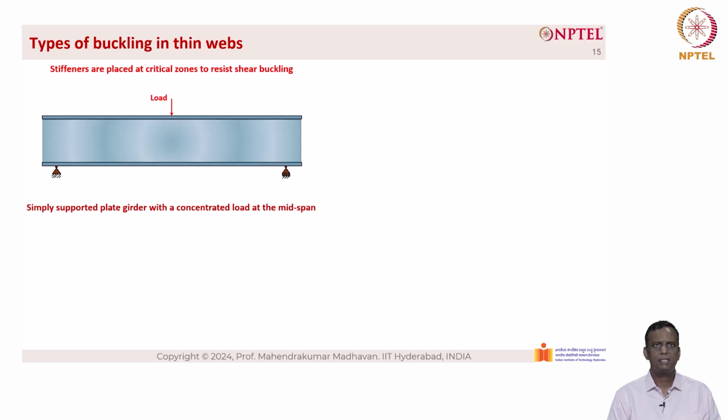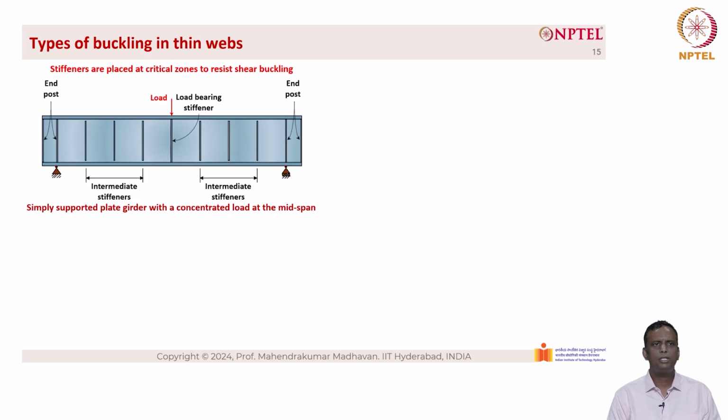The stiffeners are placed at critical zones to resist shear buckling. So, at the place where the concentrated load is acting, you have a load bearing stiffener. And at the ends, where a concentrated load happens at the supports on the left side as well as on the right side, we have two stiffeners, and both of them together are called the end post.